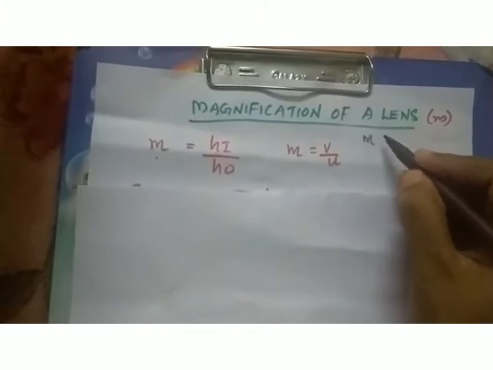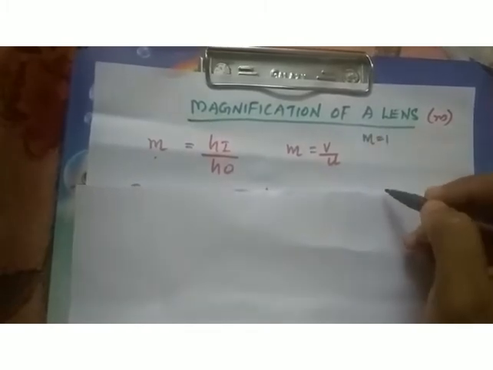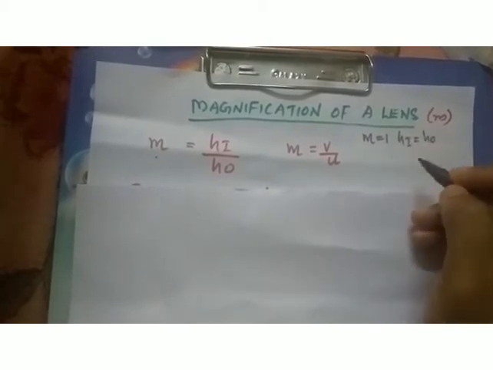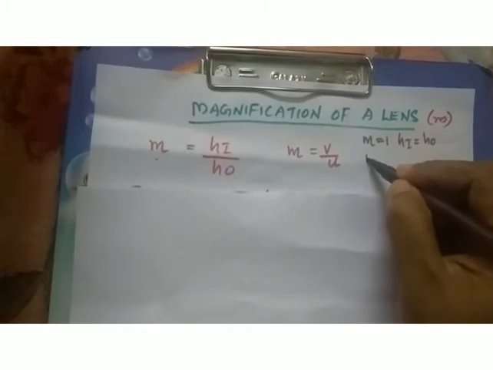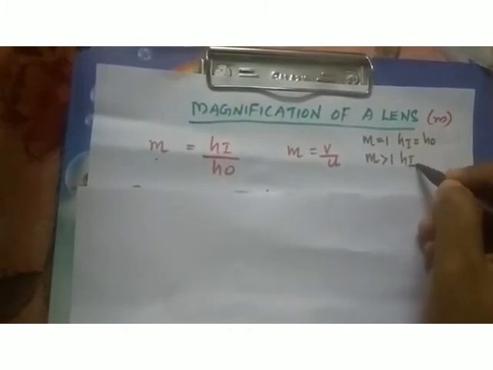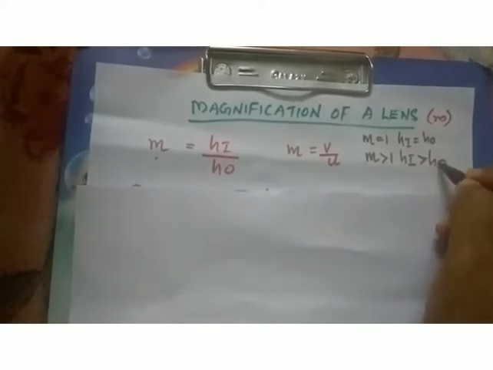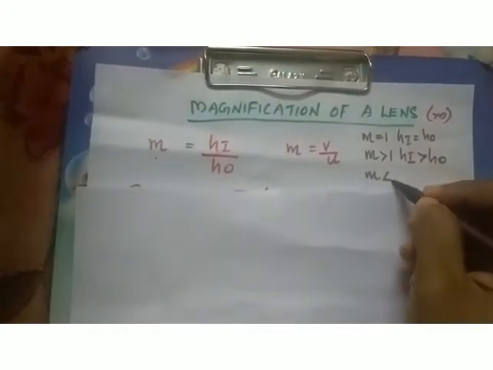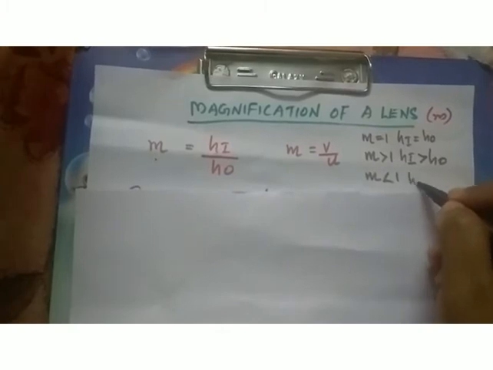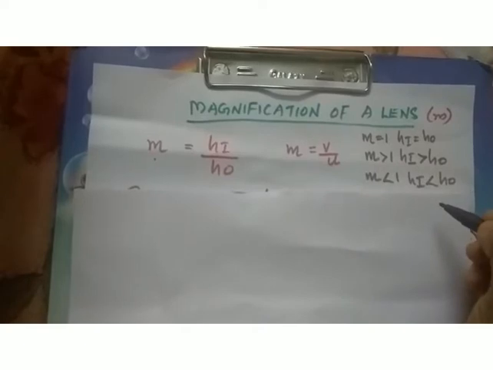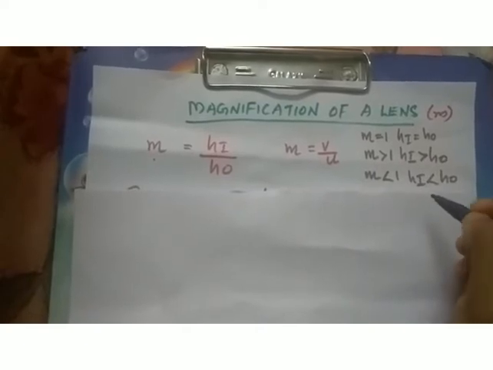If magnification is equal to 1, it means the height of the image is equal to the height of the object. If the magnification value is greater than 1, it means the height of the image is greater than the height of the object. That means the image will be an enlarged one. If magnification is less than 1, then the height of the image is less than the height of the object. That is, the image will be a diminished one.